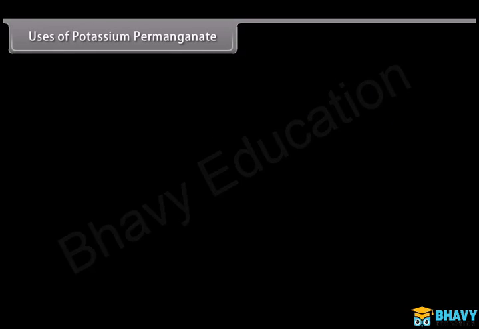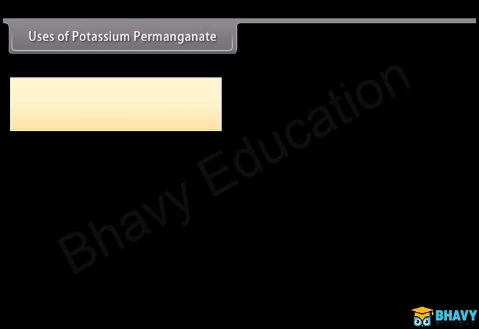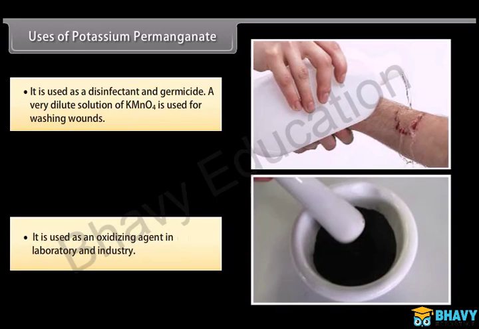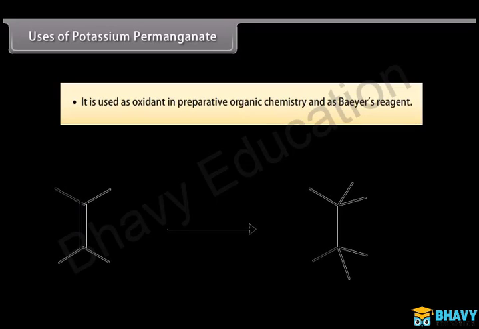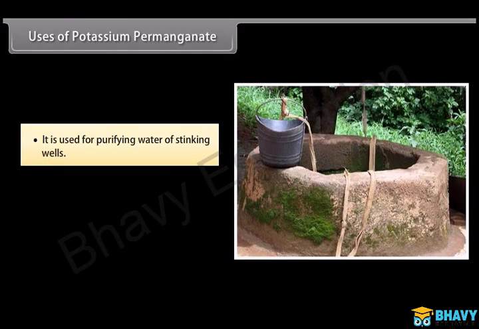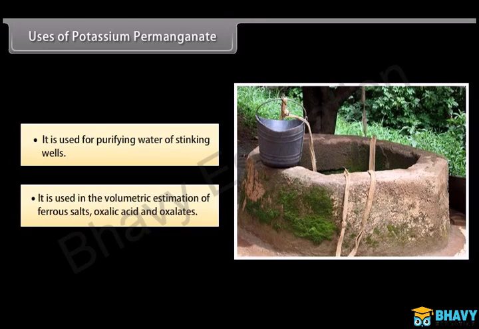Uses of potassium permanganate. The important uses of potassium permanganate are the following. It is used as a disinfectant and germicide. A very dilute solution of KMnO4 is used for washing wounds. It is used as an oxidizing agent in laboratory and industry. It is used as an oxidant in preparative organic chemistry and as Baeyer's reagent. It is used for purifying water of stinking wells. It is used in the volumetric estimation of ferrous salts, oxalic acid, and oxalates.